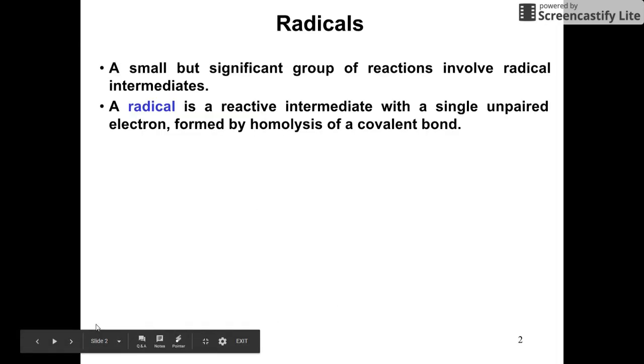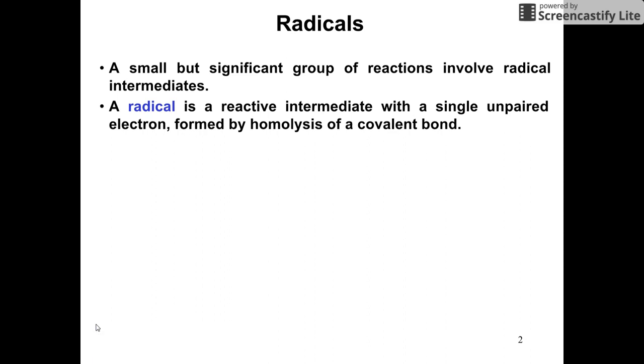So the first question would be, what is a radical? And introducing what radicals are. Radicals are atoms or groups of a molecule that has an unpaired electron. And these are reactive, so we can't put them in a bottle very easily, and so we refer to those as reactive intermediates. And it has a single unpaired electron.